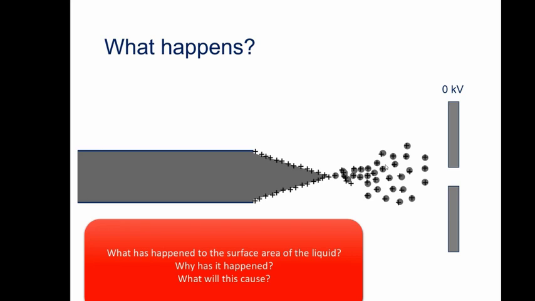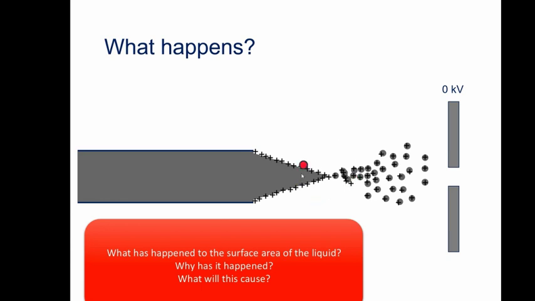We need to think about what's happened to the surface area of the liquid. The reason why the liquid has started spraying is because we tried to put more charges on the surface of this liquid than that surface could maintain at equilibrium under the conditions of the potential field that it's in. So the system has caused the droplets to form because that has massively increased the surface area of the liquid, so it's allowed the system to hold all those extra charges we were trying to put on it.